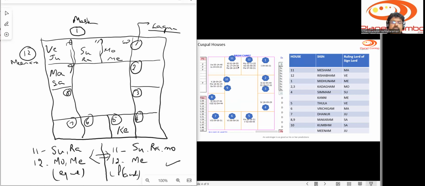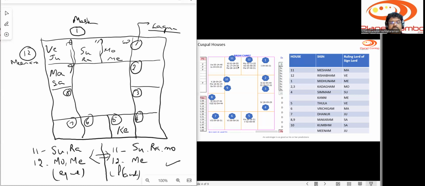So in this chapter, we discussed what a cusp is, what the difference between a cusp and a sign is, what the two different calculation methodologies for cusp are, the equal model and the Placidus model, and what we should use to draw up the chart. And the recommendation is to go with Placidus.